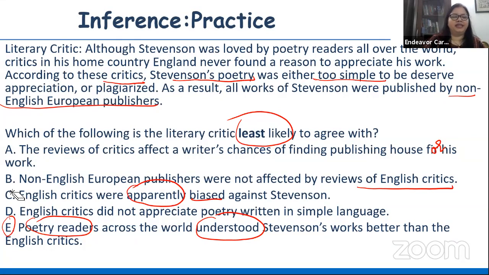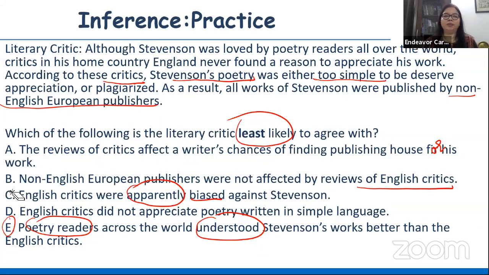Now come to option E. Is this the point he's making? The point he's making here is that there must have been something wrong with the critics in England because they were the ones who didn't like Stevenson's poetry. Everybody else across the world loved it. So will he agree with the point that poetry readers across the world understood Stevenson's works better, which will mean that there was something wrong with Stevenson's work, and that's why people in his home country couldn't understand it? That's not what he's saying.